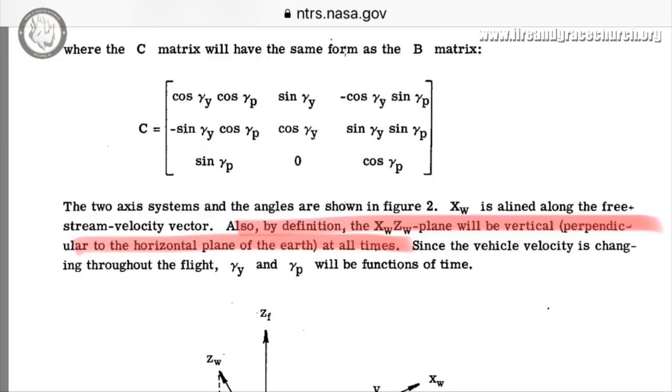Here it is. Notice it says, also by definition, the X and Z plane will be vertical, perpendicular to the horizontal plane of the Earth at all times. The horizontal plane of the Earth at all times.